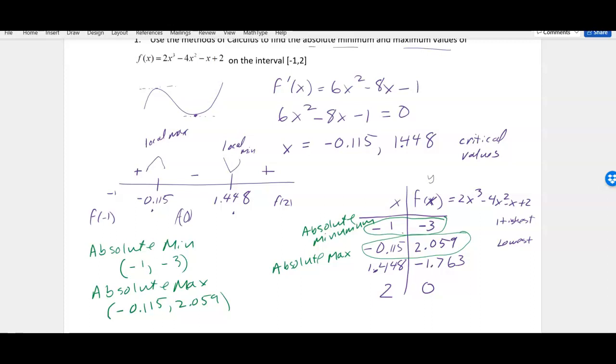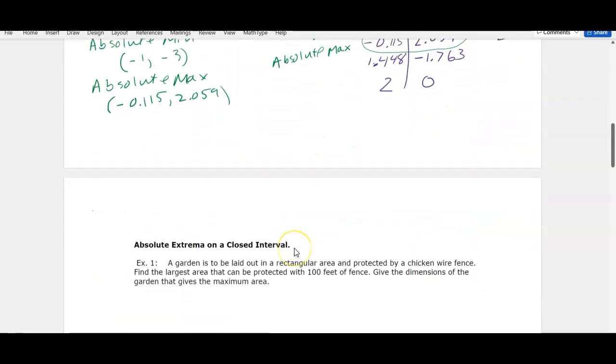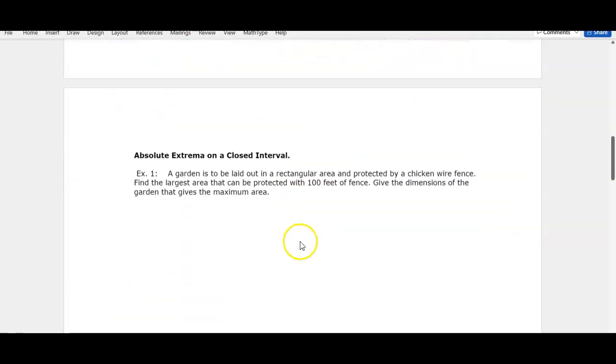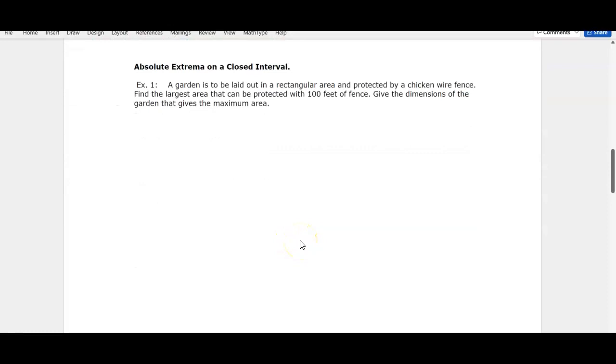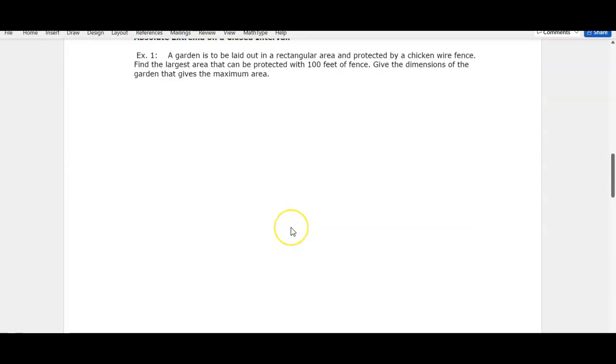So we're going to move on to a word problem example in a moment. In our word problem, we are doing a nice spring activity of laying out a garden. You're going to make it in a rectangular area. You're going to protect it with a chicken wire fence to make sure little animals don't come in and eat your garden. Doesn't always work, but you can try. So let's draw a rectangle. It's the first thing. It tells me I'm dealing with a rectangle.